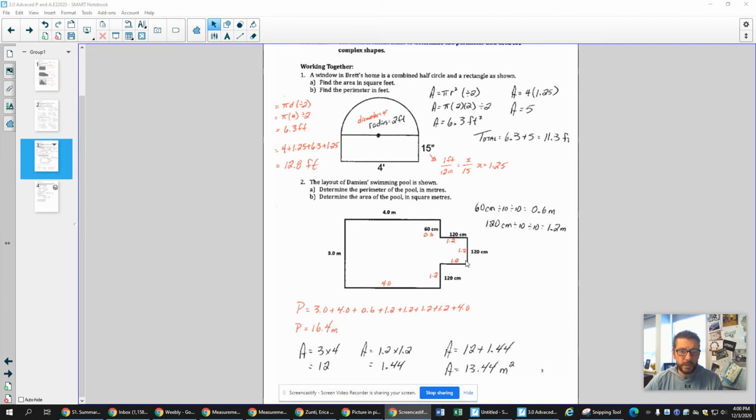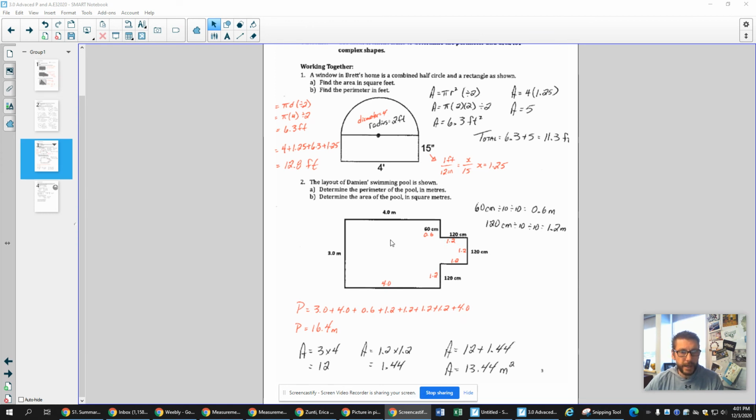And I've got 120, 120, and 120. And then I have to think about what's left for this bottom. So 1.2 again. Everything is looking good. 4 here, 4 here. I'm ready to add up my distances. So I start with my 3 and my 4 and my 0.6, 1.2, 1.2, 1.2, 1.2, and 4. I should have just gone 1.2 times 4 instead of doing all this adding up. But in the end, I got a perimeter that's 16.4.